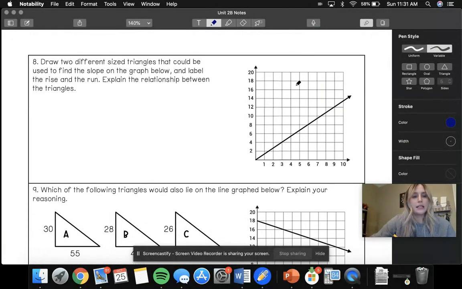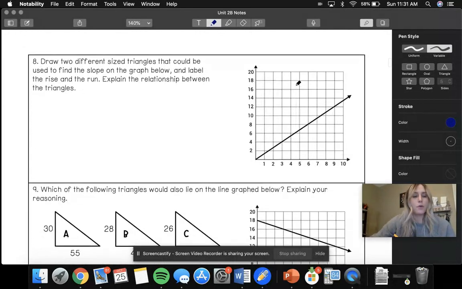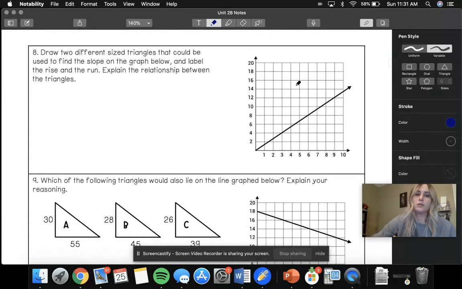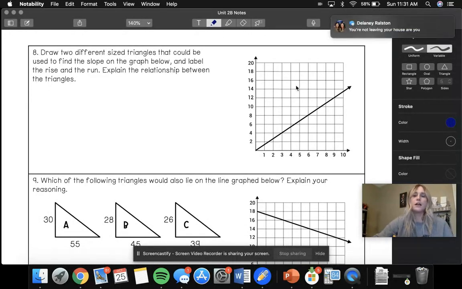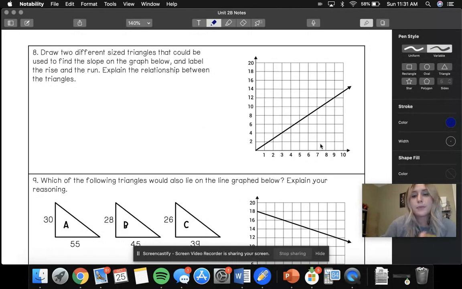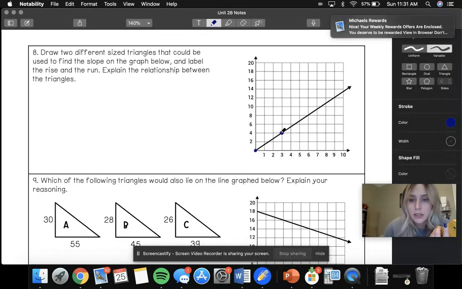All right, for number 8 on page 4, it says draw 2 different sized triangles that could be used to find the slope of the graph, and label the rise and the run. Explain the relationship between the triangles. Okay, so we need to pick 2 triangles. So I'm going to pick a small one. So this looks like a good point, so I'll use this as a triangle as my first one.